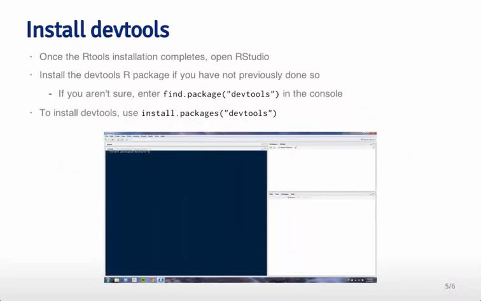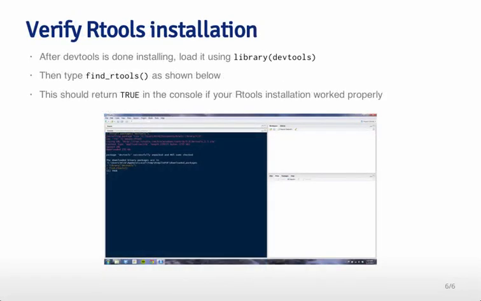Once the Rtools installation completes, you can open RStudio and install the devtools package if you don't already have it. So if you type find.packages("devtools") in the console, you'll figure out whether you have it or not. And then to install it, you can just, as in previous lectures, use install.packages("devtools") like that, and you'll have the devtools package. After devtools is done installing, you can load it using library(devtools), and then type find_rtools() like this, as shown below, and this should return TRUE, so you should see TRUE printed out on the screen if the Rtools installation has worked properly, and you'll be ready to go.